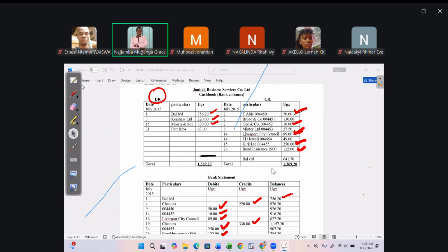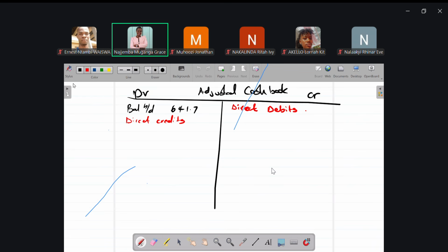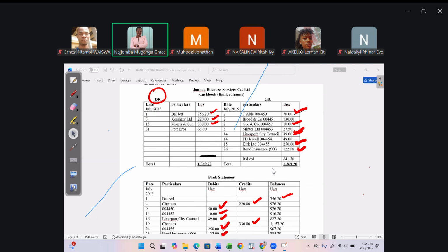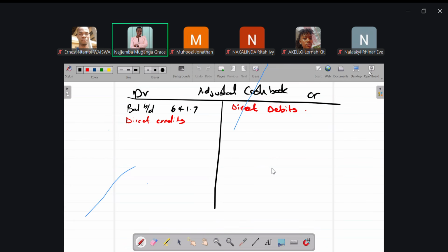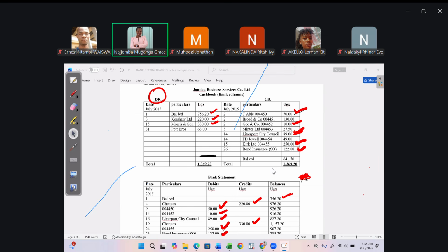Check. Where did we say we find transactions reported in the adjusted cash book? We look out for the unticked in the bank statement, which means they were not entered in the cash book. So we move to the bank statement, identify the unticked. On the credit side, are you seeing any unticked? Credit, please take note, we are not looking at balances. We are looking at the debit side and the credit side.